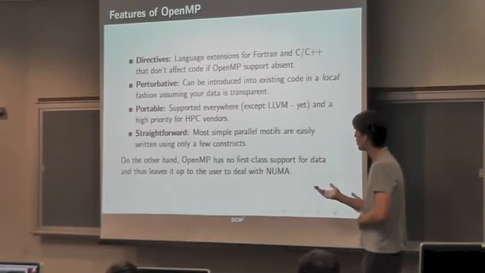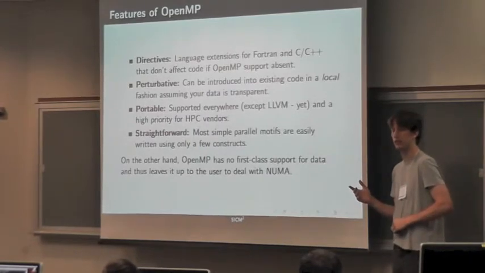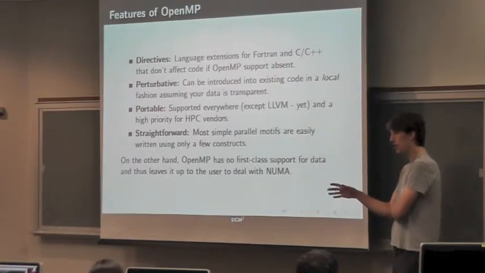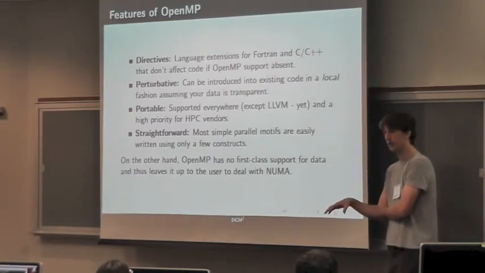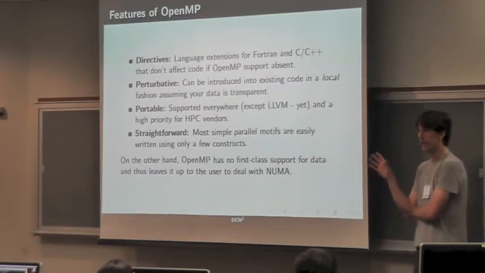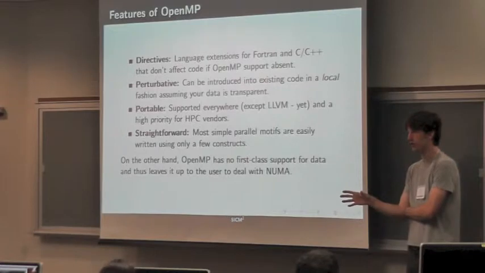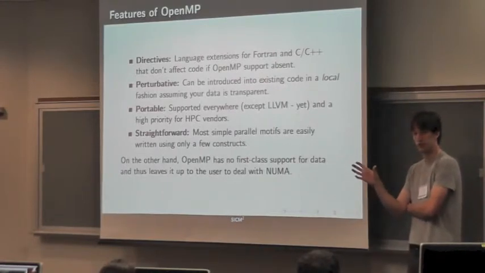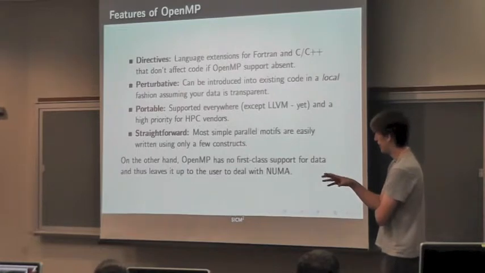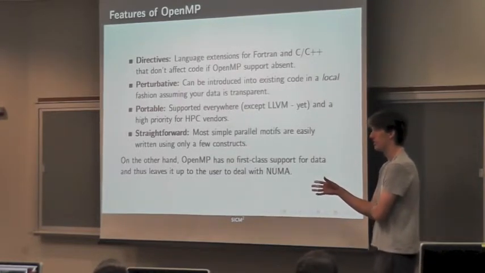OpenMP is extremely portable. Every compiler that you have access to except one has OpenMP support. If you're on a Mac and you use the GCC front end through Dragon Egg with the LLVM back end, you're fine. But if you use Clang, and you only use Clang if you're a C or C++ person because Flang is not yet ready, Clang is the C front end for LLVM. We don't have OpenMP support yet.